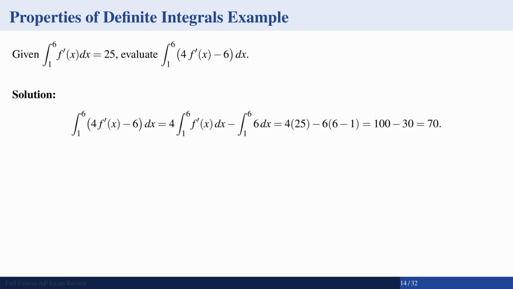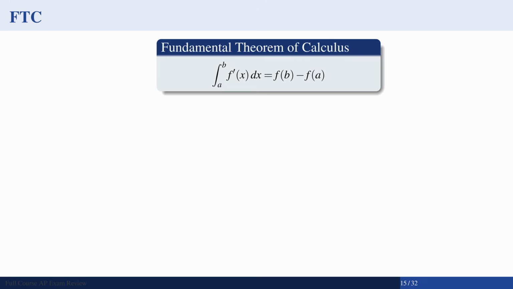And then we can just do that, right? We were given the integral from 1 to 6 of f prime is 25. So we have 4 times 25, and then minus 6, you just integrate dx to get x, and then you plug in, you get 6 minus 1. So we have 4 times 25 minus 6 times 5, 100 minus 30 is 70. So we haven't had to really officially use it yet because it was just given. The fundamental theorem of calculus.